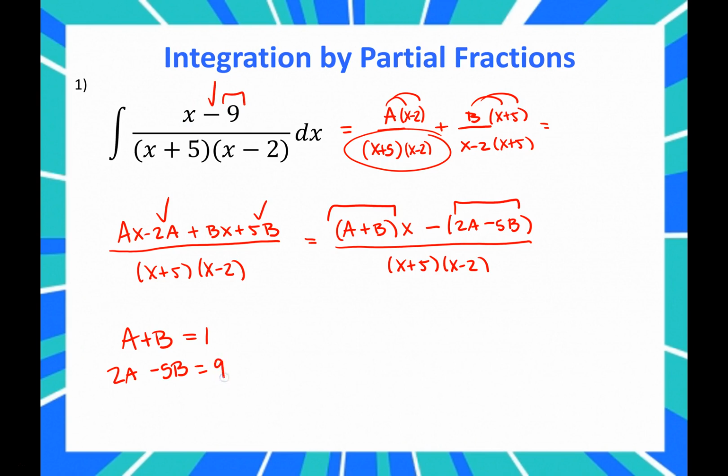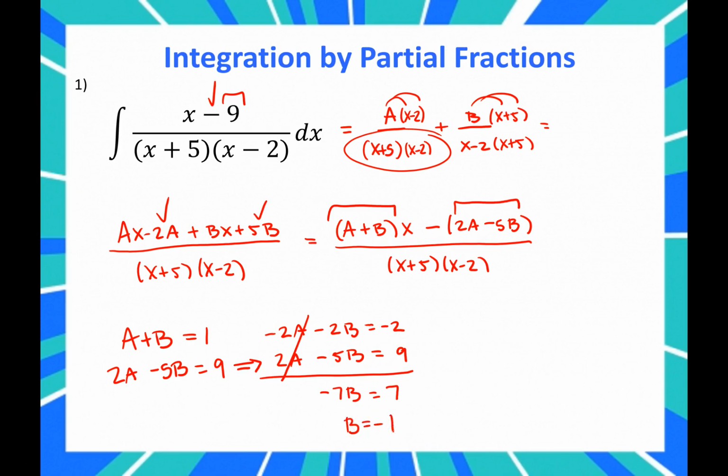All right, so now I'm going to multiply the top equation by negative 2, and I get negative 2a minus 2b equals negative 2. Rewrite this equation right here. That's going to give me that. I'm going to add the equations straight down. That gives me negative 7b is equal to 7. Divide by negative 7 on both sides. That gives me b equals negative 1.